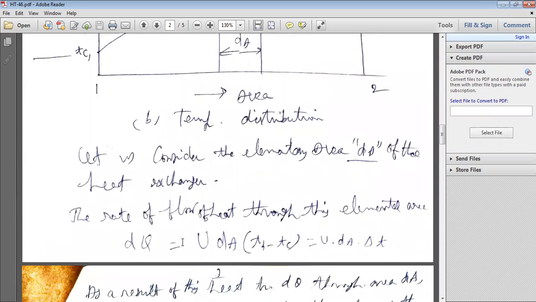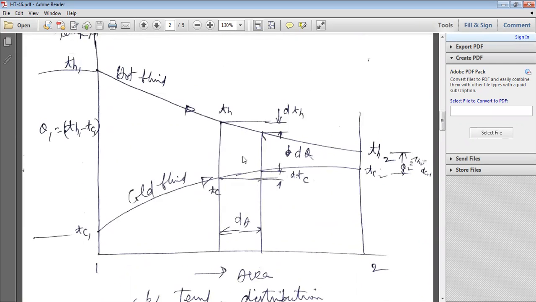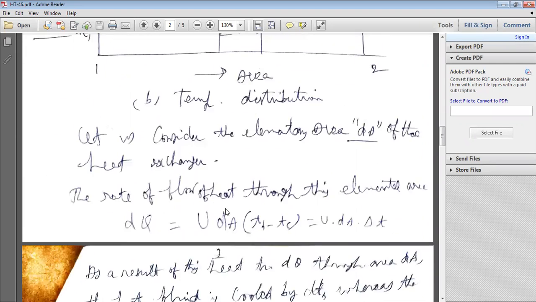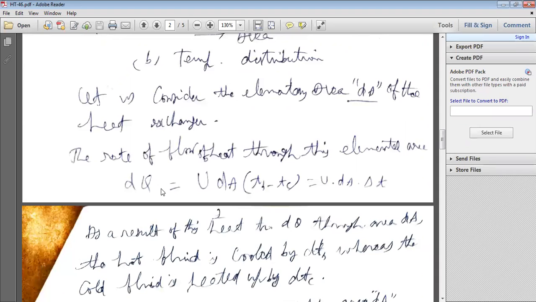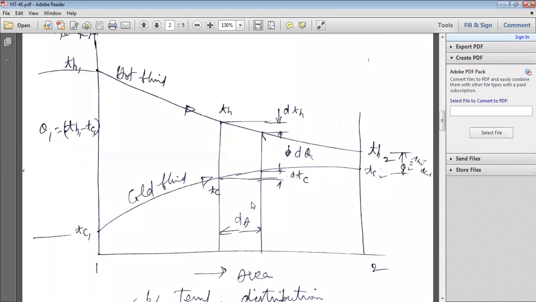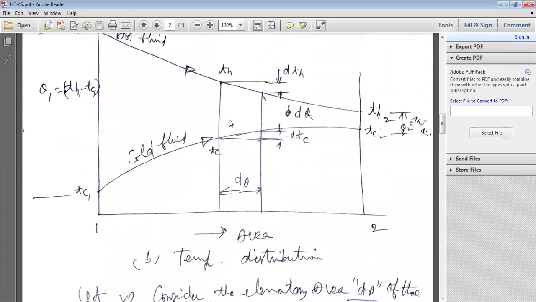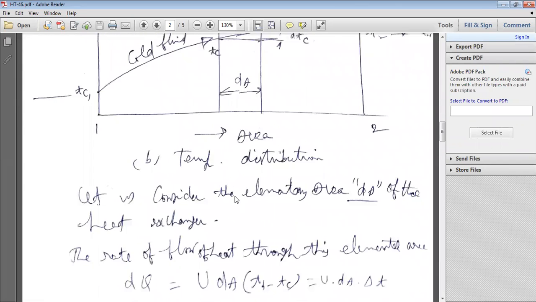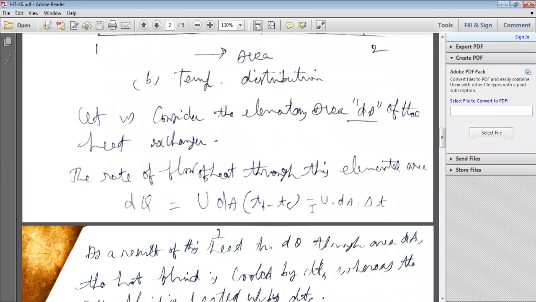How do you calculate the heat transfer rate? Overall heat transfer coefficient into area into temperature difference. Here the temperature difference is TH minus TC. That's why dq is equal to U, the overall heat transfer coefficient, into dA. Here the area is the small area dA, into the temperature difference TH minus TC. That's equal to U into dA into delta T.